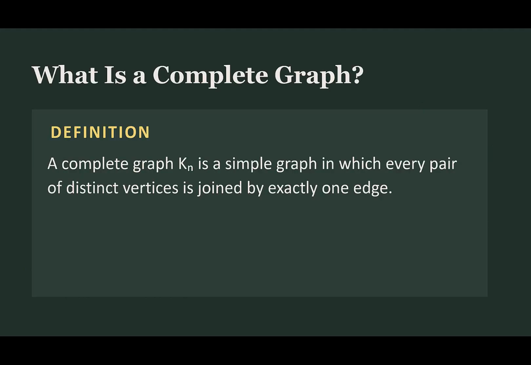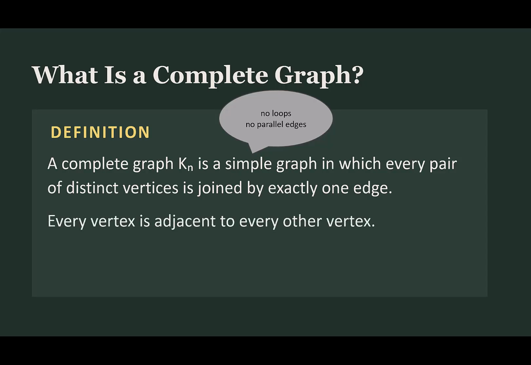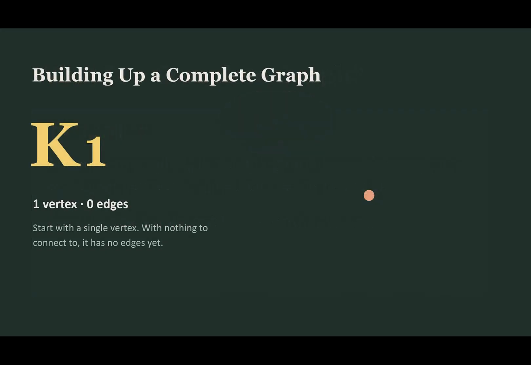By definition, a complete graph, which we can write as K sub n, is a simple graph in which every pair of distinct vertices is joined by exactly one edge. And as a quick reminder, simple means our graph has no loops and no parallel edges. The most important thing to remember about complete graphs is that every vertex is adjacent to every other vertex in the graph. Let's construct some complete graphs starting with K1.